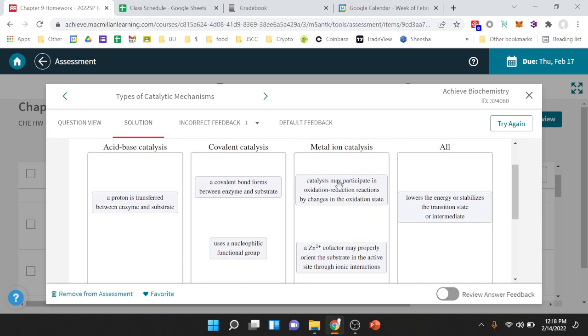Okay, so the catalyst may participate in oxidation reduction reactions by changes in oxidation state. So changes in oxidation state in acid-base are going to involve a proton transfer, right? It's never going to just be as simple as changes its oxidation state. Covalent, that's not even going to change the oxidation states, is it? No, I mean, it will, but you'd have to add like a hydrogen to it or something, right? It doesn't just change your oxidation state. There's a lot more stuff going on there, right?